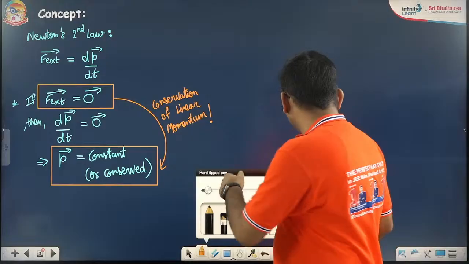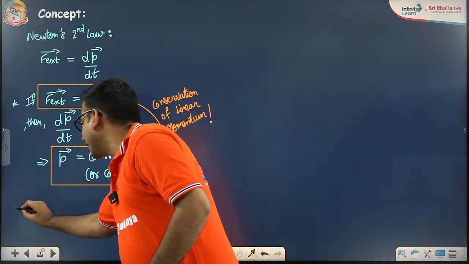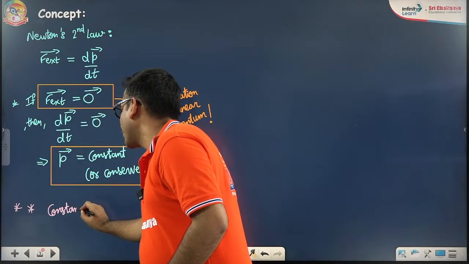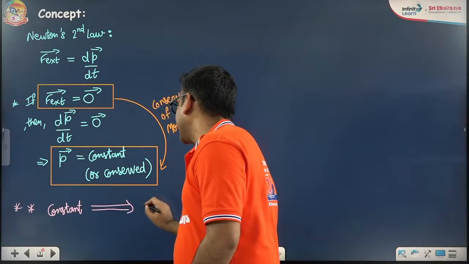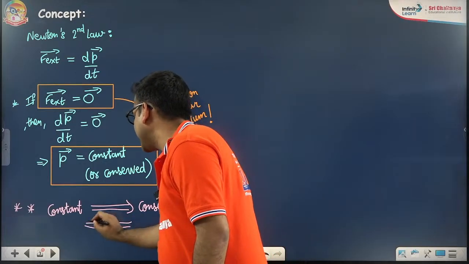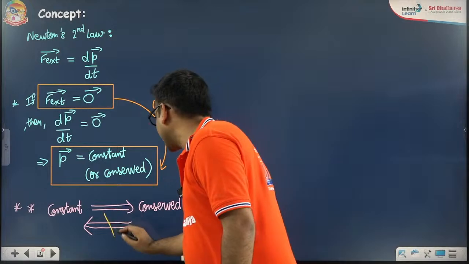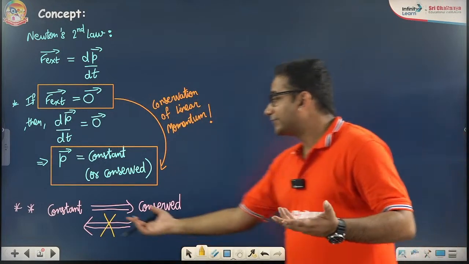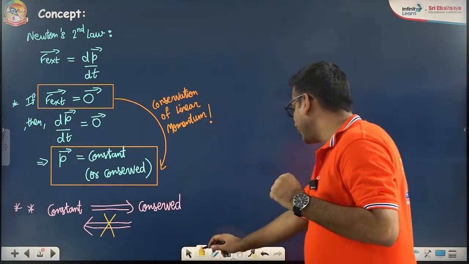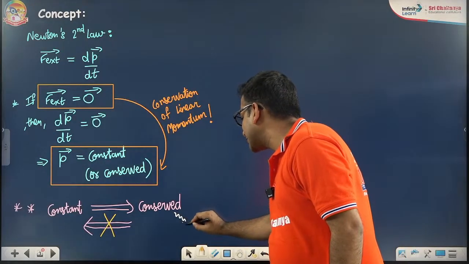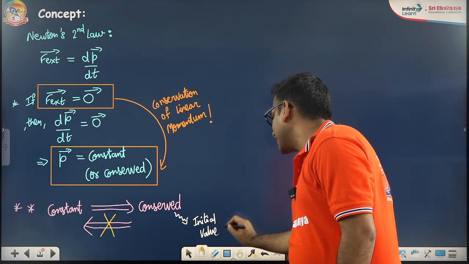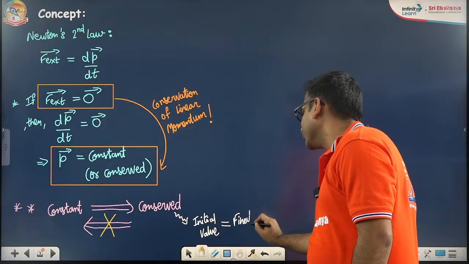Before I talk further, I would like to emphasize this point: if a physical quantity is constant, then you can say it is also conserved. But if a physical quantity is conserved, that doesn't imply that it is constant. I repeat, constant means it is not going to vary throughout. Conserved means that the initial value must be equal to the final value.